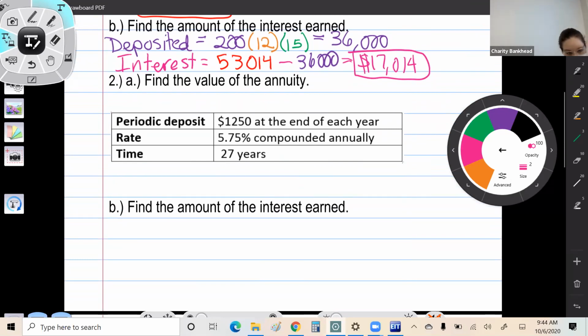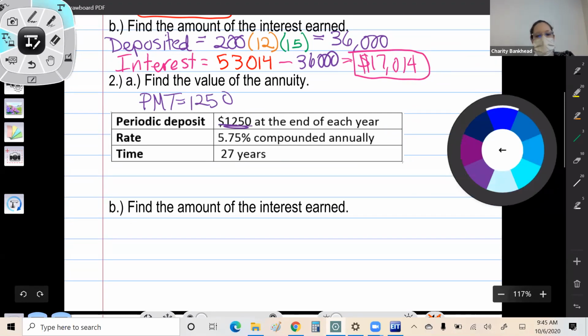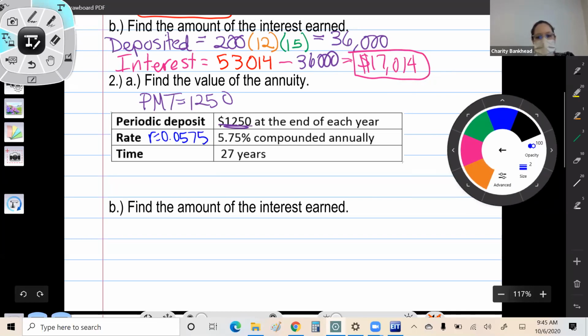All right, so number 2, same thing. Find the value of the annuity. So $12.50 is the payment, so that's the PMT. And then R would equal 0.0575. T is 27, and it's compounded annually, which means that N is equal to 1.